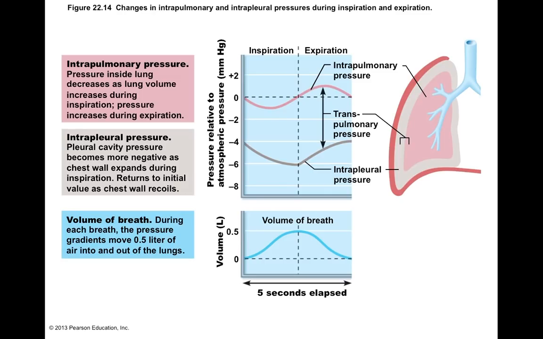But what about when you relax during exhalation and the thoracic cage goes back to a resting shape? Now the ribs are forcing down on the pleura and you're decreasing the pleural cavity size, which is increasing pressure in the pleura. So that's just something to think about, okay?